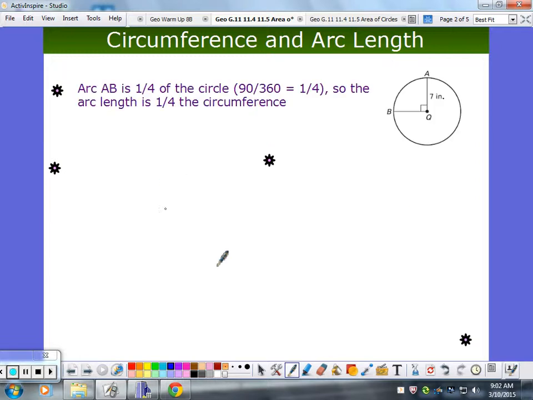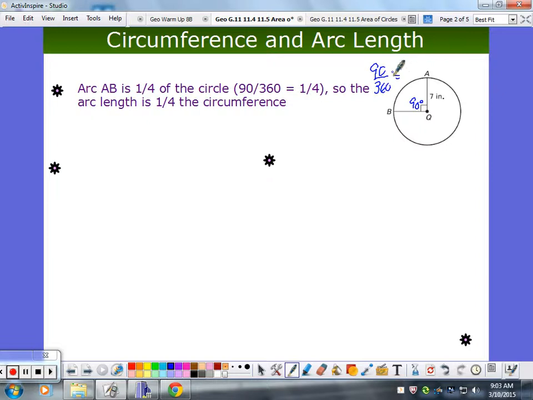Okay, so how does that work? What you're basically doing to find an arc length is, if I only want a fraction of the circle, then I'm only going to take a fraction of the circumference. So in this example, this is 90 degrees. So what fraction of the circle is 90 degrees? It's 1/4 of the circle, isn't it? 90 degrees. Now how do I know that? Well, if this is 90 degrees, what's it all the way around? 360. So to figure out that fraction, I would just say 90 over 360.